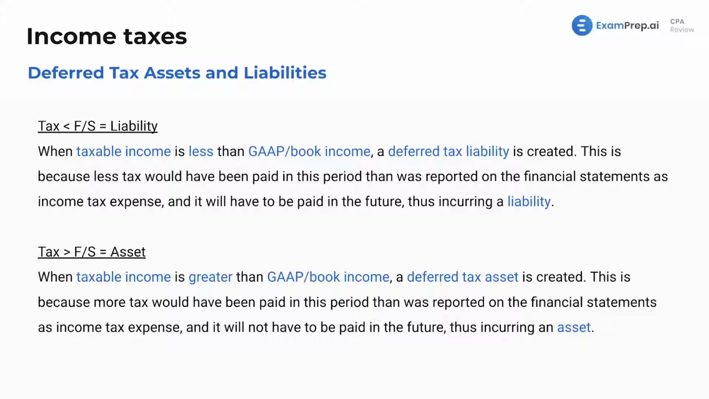Here is a slide that I want you to screenshot or keep near with you as you're doing questions related to deferred tax assets and liabilities. This is a pretty solid formula and way to remember and understand when you have liabilities and assets. If your taxable income is less than your financial statement GAAP income, you have a deferred tax liability. And vice versa, if your taxable income is greater than your financial statement book income, you have a deferred tax asset.